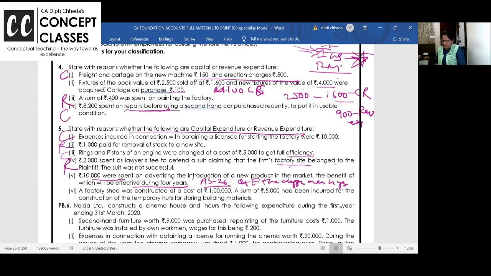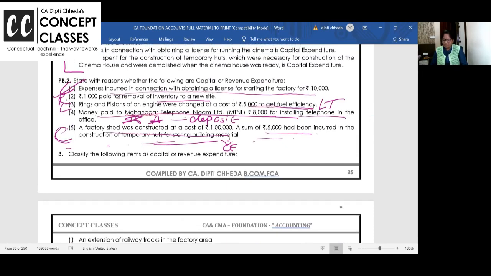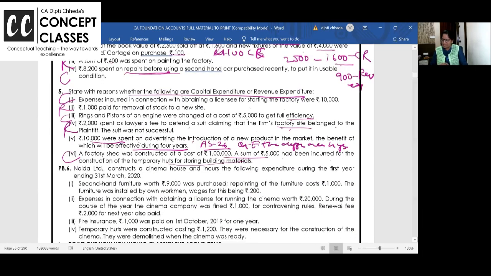Factory shed was constructed at a cost of 1 lakh, and a sum of 5,000 has been incurred for the construction of temporary huts for storing building material. Both of these are capital expenditure. I think we have seen the same question here, no? Yes, it looks like this. Okay. Let's go.